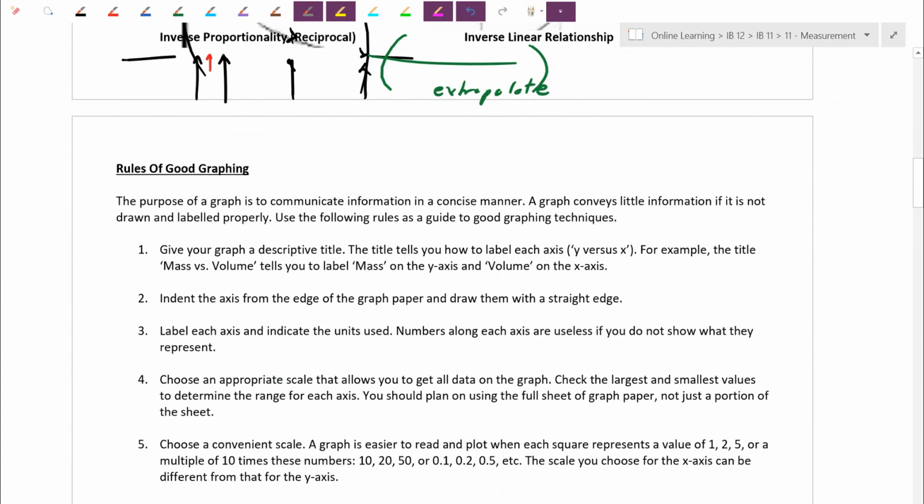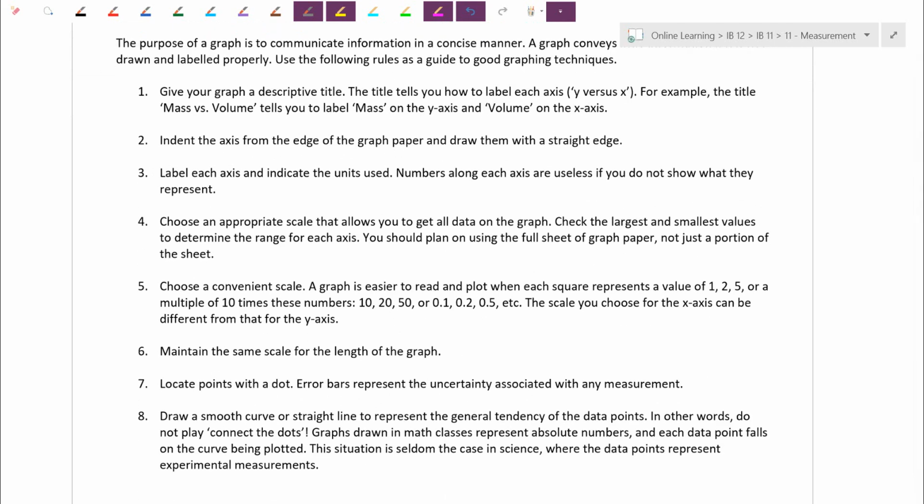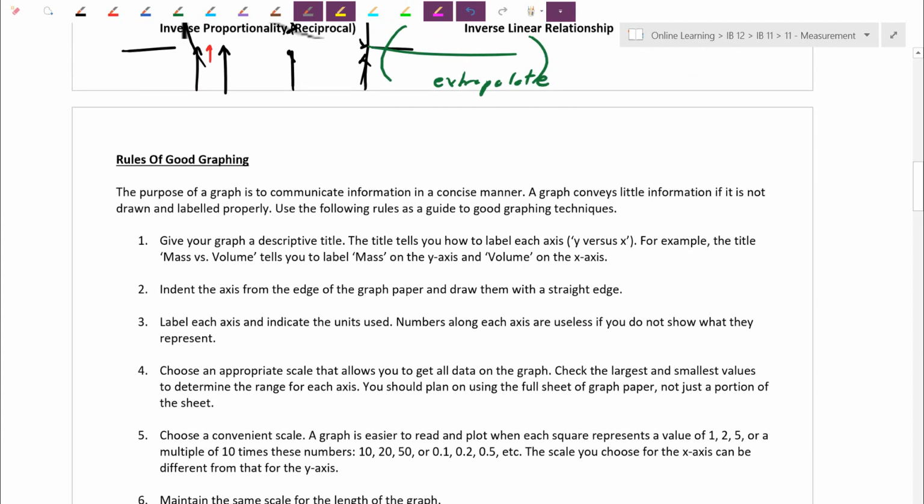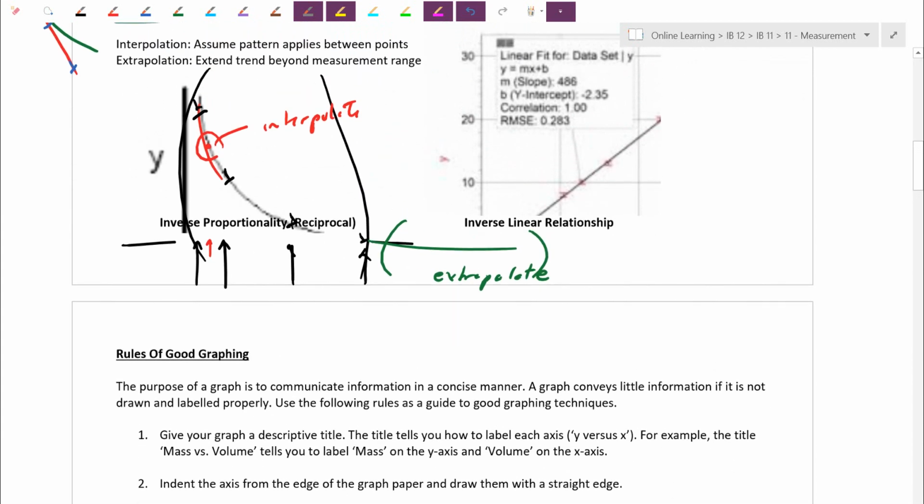On the back side are some rules for good graphing. You can look through those sections. Make sure you have titles, make sure you have units. Usually choose a scale that's easy to read, in multiples of 1s, 2s, and 5s. Make sure you keep the same scale, although the scale on the x doesn't need to be the same as the y. Make sure everything is evenly spaced.